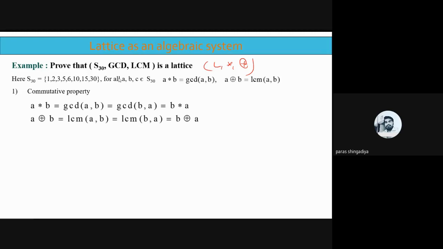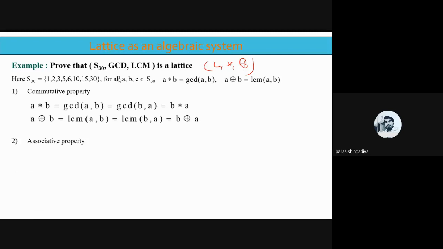For example, consider 3 and 5. So LCM of 3 and 5 is equal to 15. Clear? LCM of 3 and 5 is equal to 15. So now for 5 and 3, what is the answer? It is obviously 15. Clear? So what does it mean? A star B is equal to B star A, and A ring sum B is equal to B ring sum A. Clear? That is always true for any two numbers.